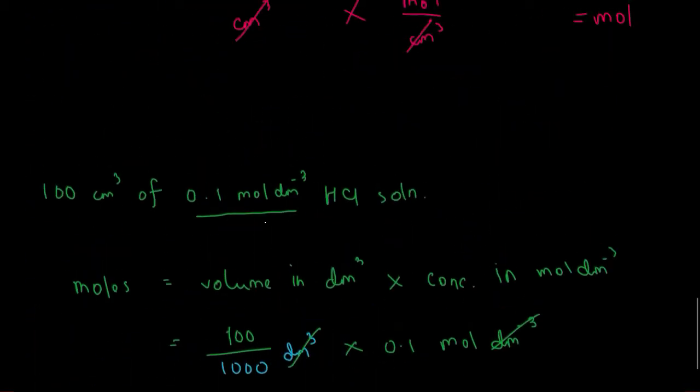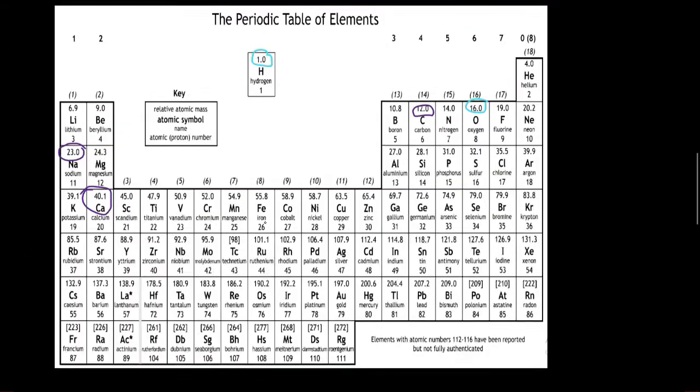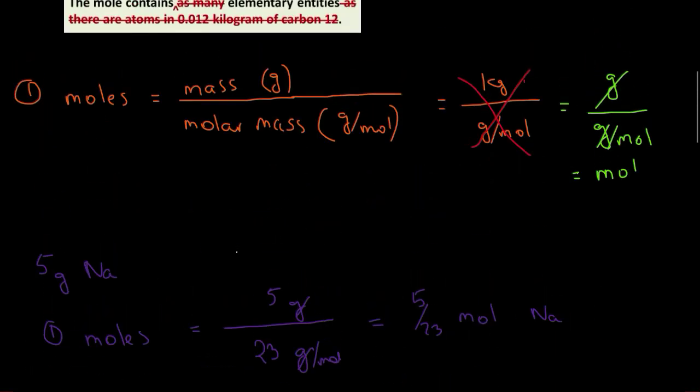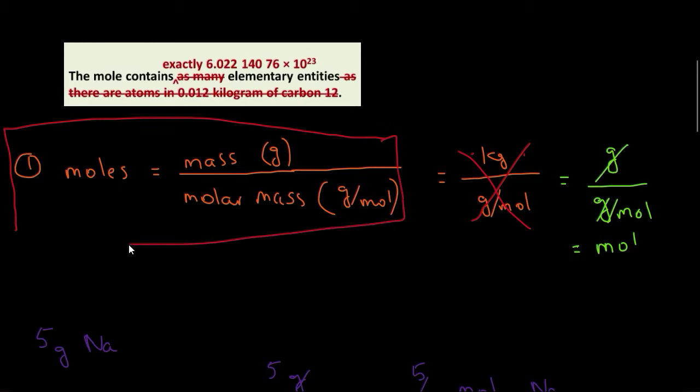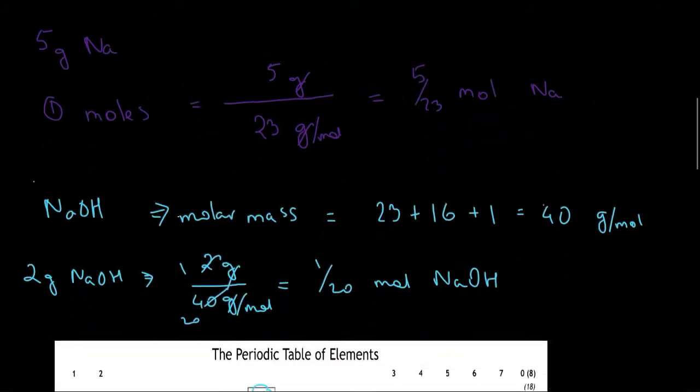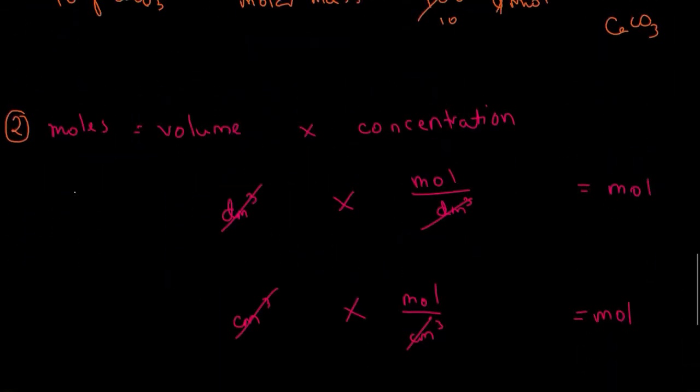So far we've talked about 2 formulas that we use in O and A levels. The first one was this one. This is mass by molar mass. The second one is this one.